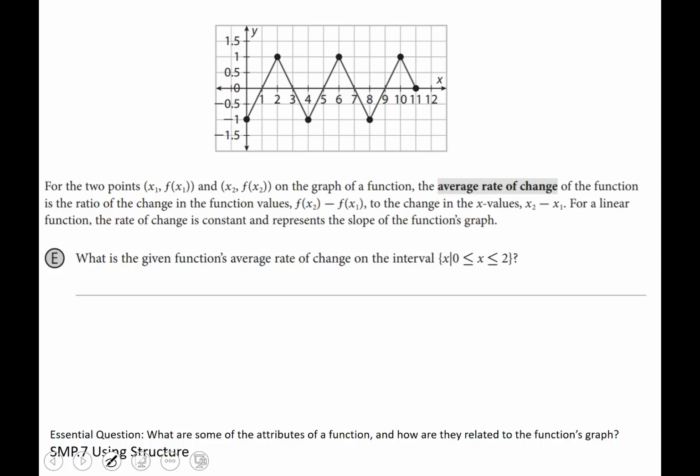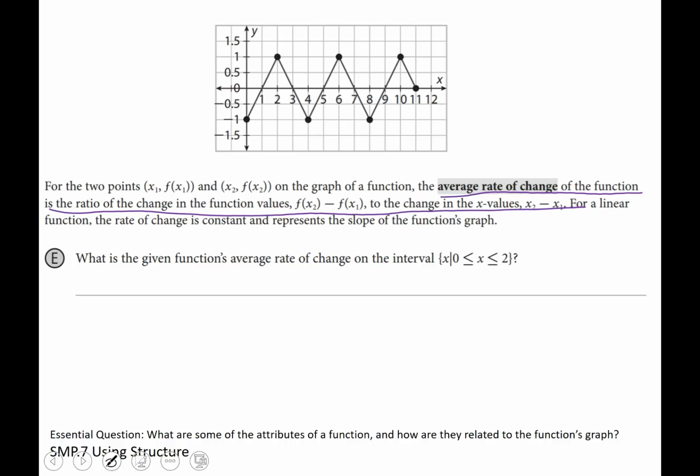For the points x sub 1, f of x sub 1, and x sub 2, f of x sub 2 on the graph of a function, the average rate of change of the function is the ratio of the change in function values when we subtract our y values to the change in x values when we subtract our x values. All right, so we're going to underline that. Average rate of change of the function is the ratio. Okay, and remember, a ratio is just a fraction.